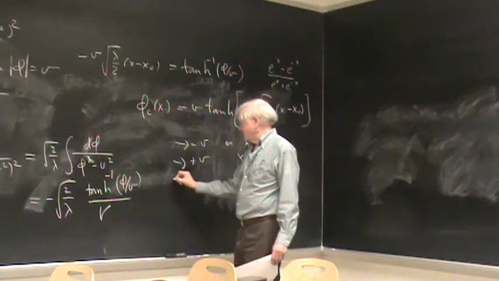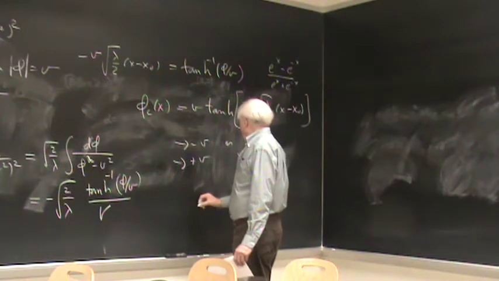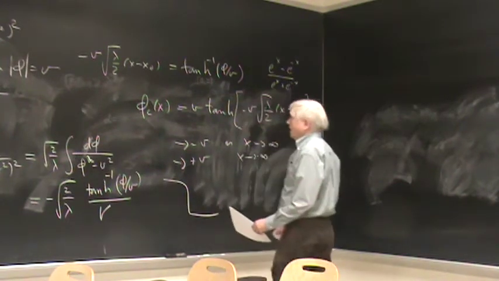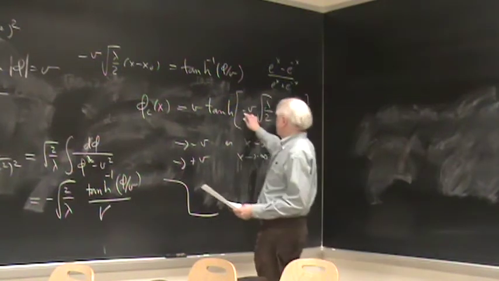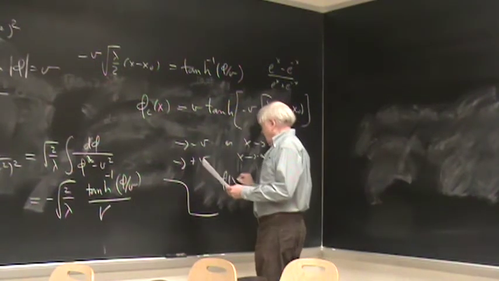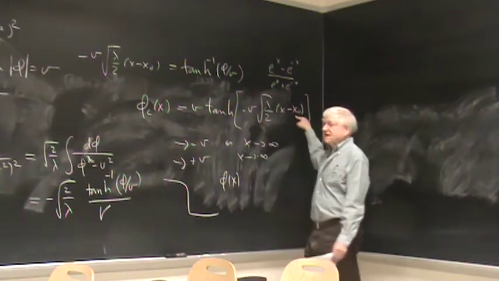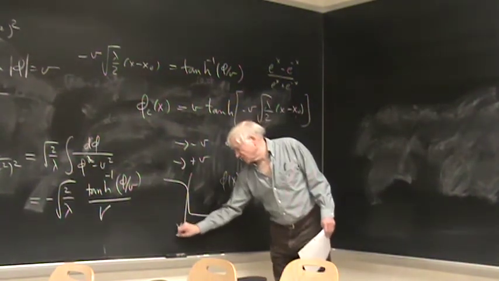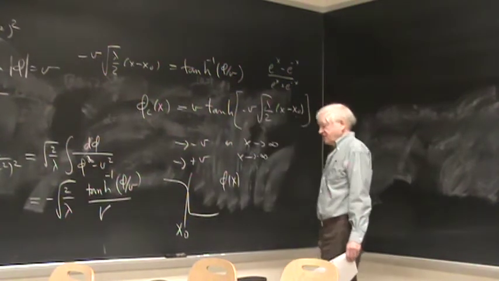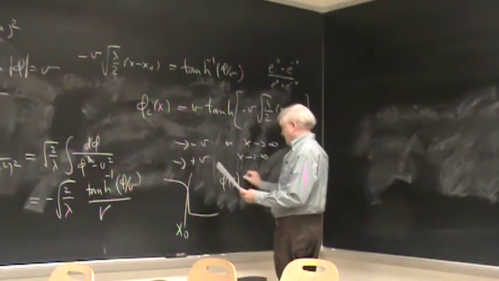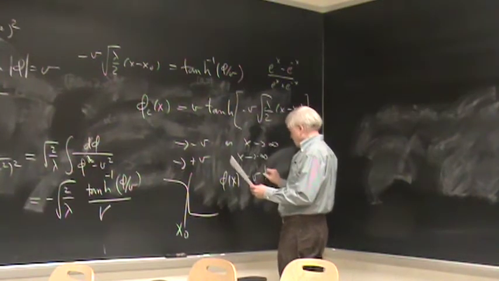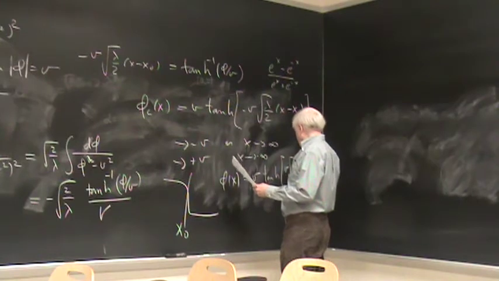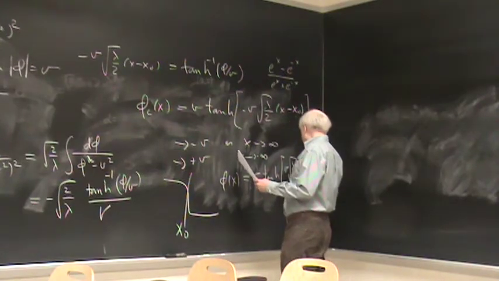And so this thing looks like this, so this is the anti-kink. The kink, of course, you just change the sign, so the kink. And you can think of this as a kink at x0, because that's where the energy is. It's changing from v to minus v at x0. And the ordinary kink is v hyperbolic tangent of v root lambda over 2 times (x minus x0).